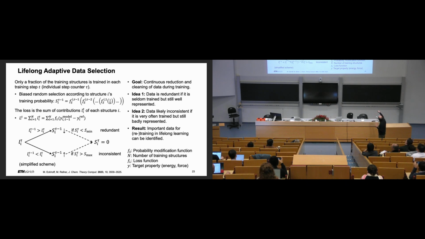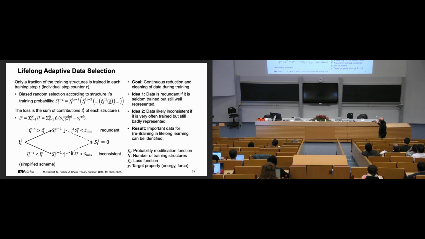This is a very important slide, I'm sorry. There are basically two ideas behind this. Data that is redundant and seldom trained, you don't want to have. You want to get rid of it. Data that is inconsistent is likely to be trained very often, but it's still badly regulated. So you need to deal with two different kinds of data, the redundant data and the inconsistent data.